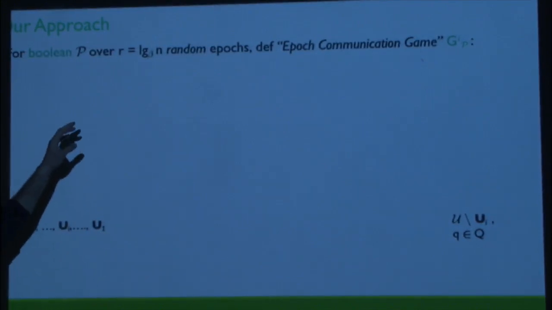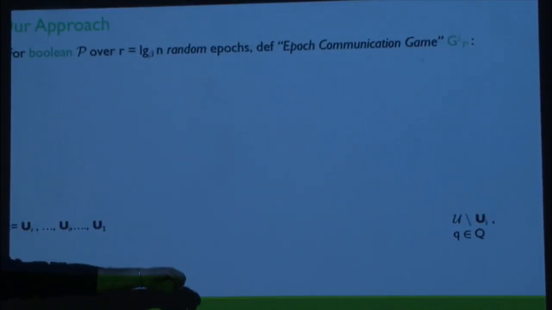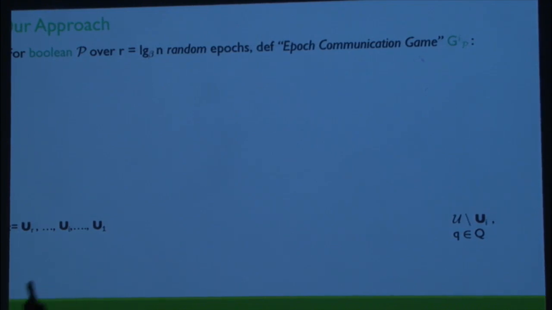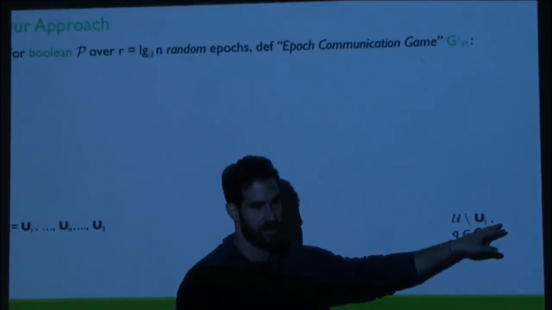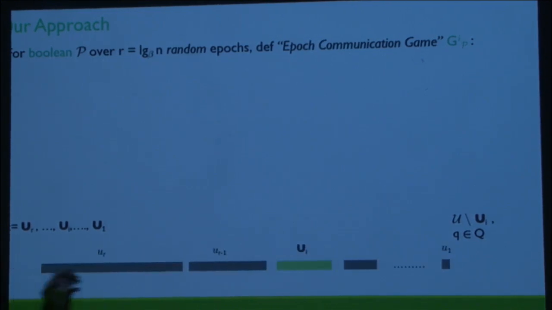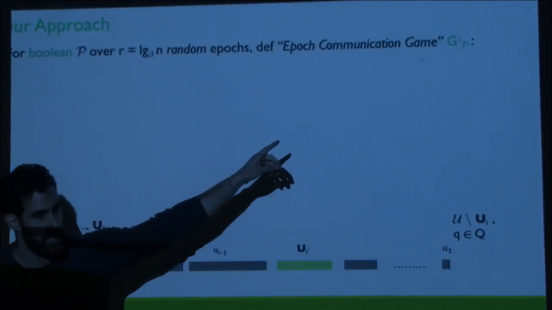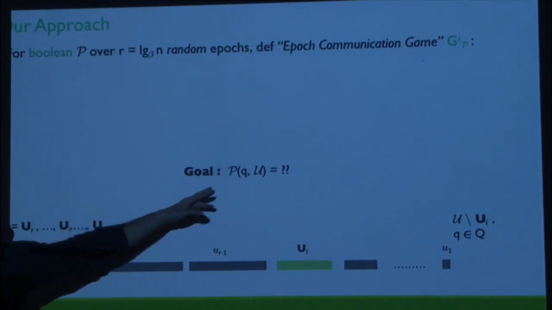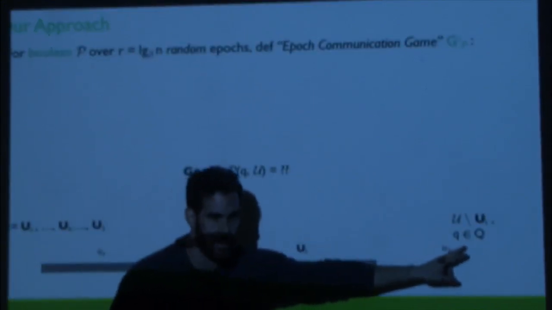Okay? So what is our approach to the problem? We take a similar approach. We define the epoch communication game between Alice and Bob, which is kind of similar. So we still have the same chronogram, division into epochs, and we give Alice the entire update sequence, and Bob has everything except the ith epoch. So it's the same picture. Only the ith epoch is live, and in the induced communication game on the ith epoch, Bob gets the query as well.